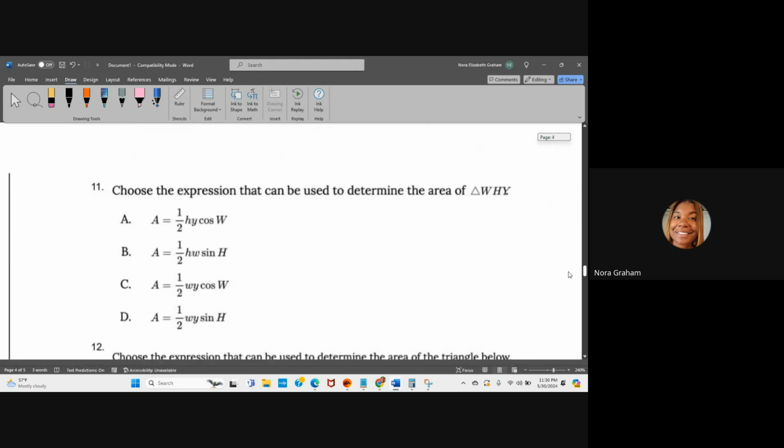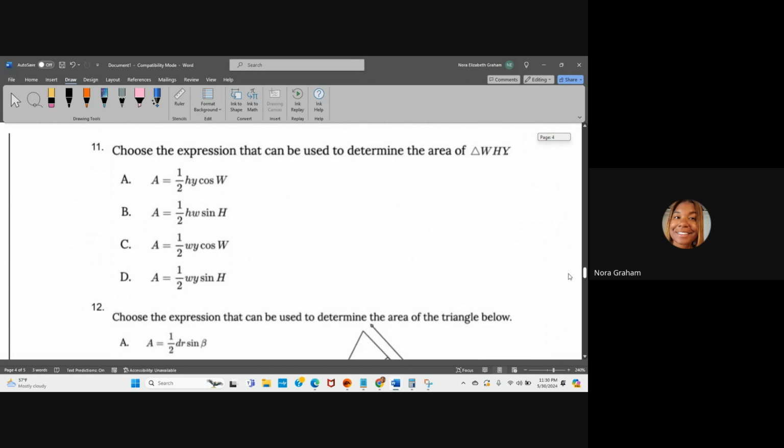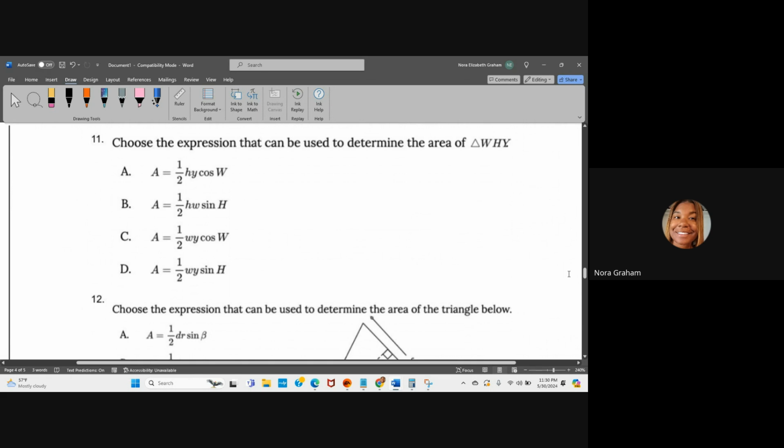All right. This is going to be the second video. The first video I did 7 through 10. This video I'm going to do 11 through 14. Okay, so let's start. For number 11, choose the expression that can be used to determine the area of triangle WHY.